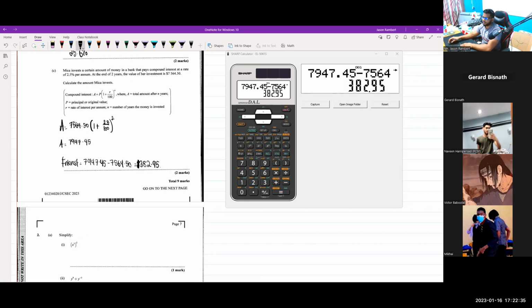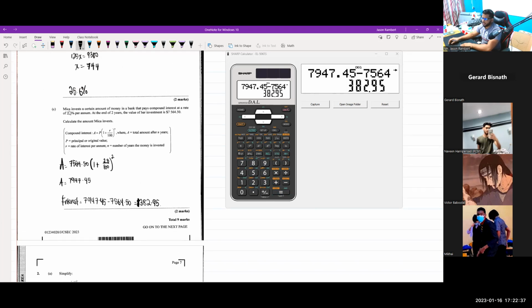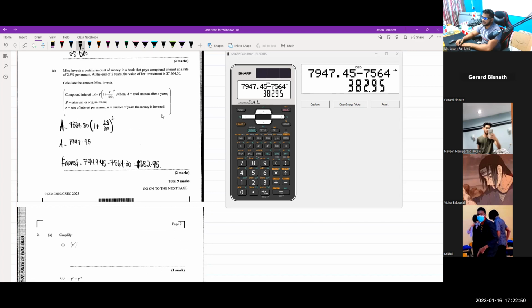Calculate the amount Mika invests. Let me read that question. Mika invests a certain amount of money in a bank that pays compound interest at a rate of 2.5% per annum. At the end of 2 years, the value of it. Right, so what I was asking for there was the original principal. Yeah. Okay.